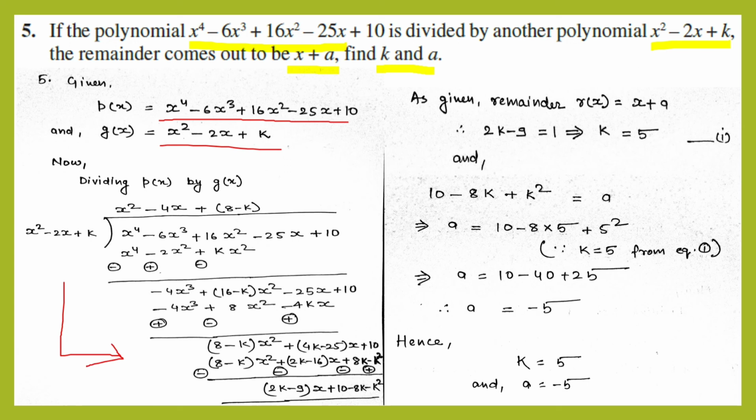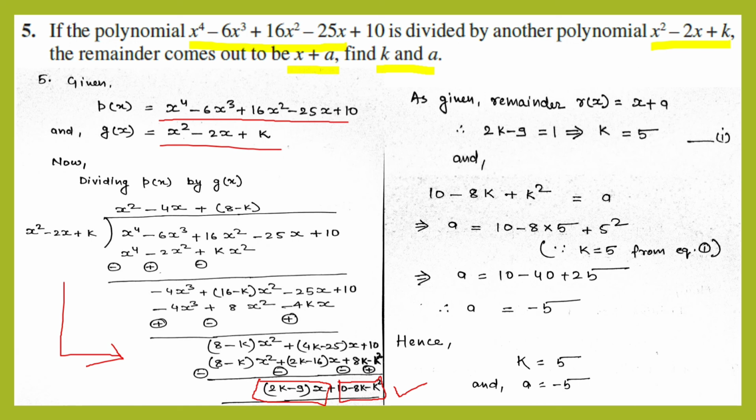After this division, you will get this as remainder: 2k minus 9 times x plus 10 minus 8k plus k squared. But according to the question, the remainder is x plus a. So the coefficient of x over here should be 1, and this constant part of the remainder should be a. We will equate this to find out the value of k and a.